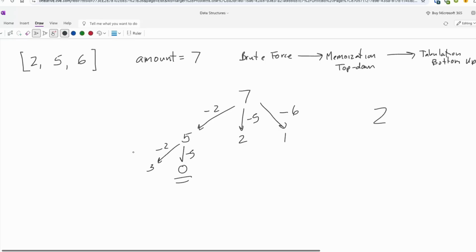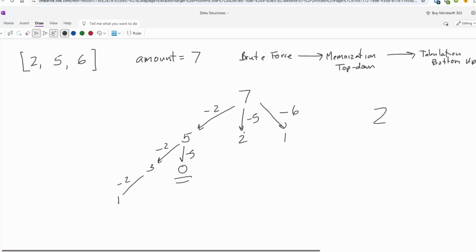Then likewise, we go through 3. So the only option we can make here is minus 2 again, and we get to 1. So at this point, we actually can't do anything. You'll see that all of our coins here are greater than this 1. So this is kind of our stopping point. We can't actually make any more decisions.